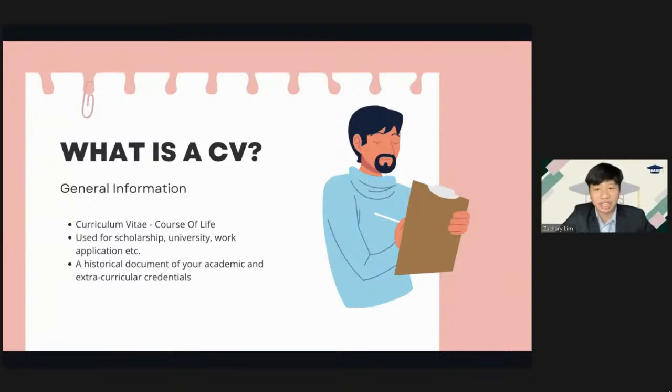Now, this is just some general information. Any information you can find online, it's literally this. So CV stands for Curriculum Vitae, which translates from Latin to your course of life. So as the name implies, you would have to try to include activities and your achievements that you have had throughout your high school life, for example, into your CV, so that whoever is reading through your CV, for example, your recruiters or your interviewers, they would know what you've been involved in. So that is literally what a CV encompasses.